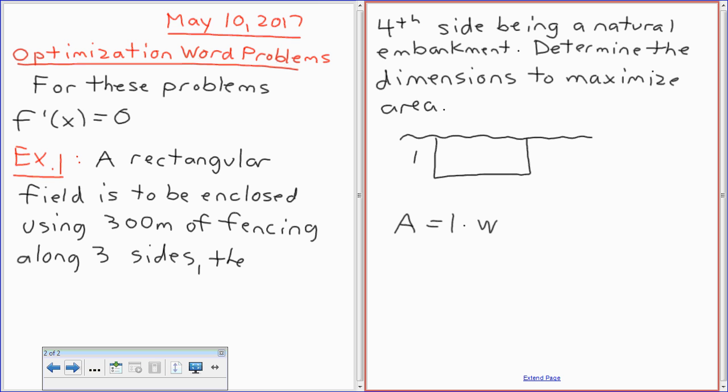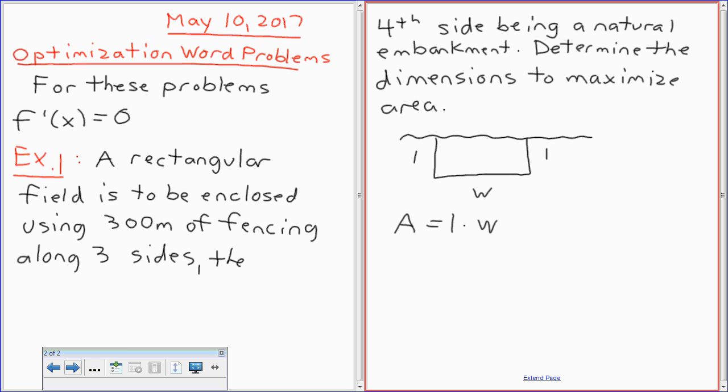I'm going to call that length and that width, if that's okay. Area is length times width. What's the problem when I just try to maximize that, if I were to take the derivative of that equation? Well, more than that, I have 2 variables, a length and a width, so I can't just take the derivative of it.